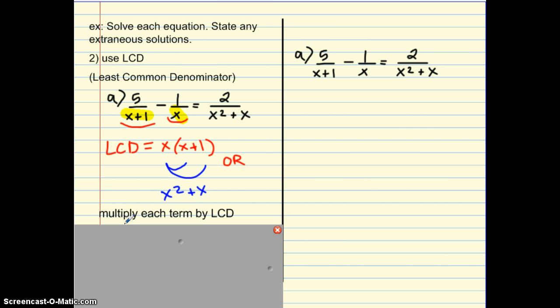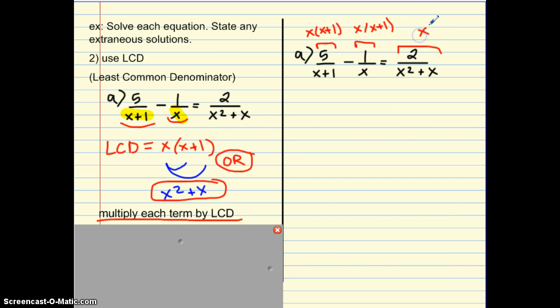We're going to multiply each term by the LCD. So this term here, here, and here. And we'll do x times x plus 1 and x times x plus 1. And over here, I'm going to use the handy fact that if I distribute it, it's x squared plus x.